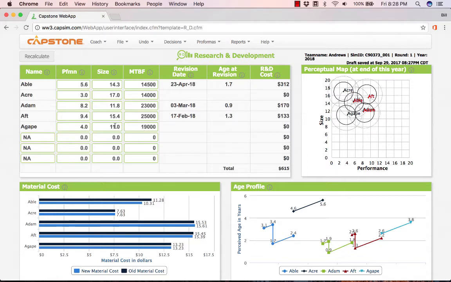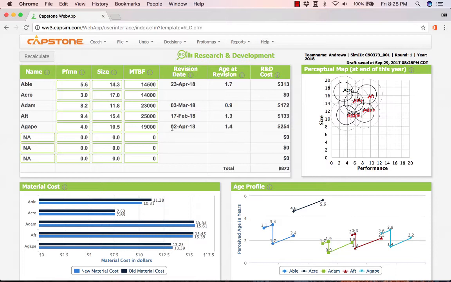So let's go back and make it 10.5 and see what happens. Get a little smaller. Okay. All right. Hit recalculate. I'm leaving the reliability the same. There we go. Okay. So there I got a product that's a little smaller. It's about the same performance, coming out in April. Age pretty decent, R&D cost pretty decent. So there I've developed all my products.